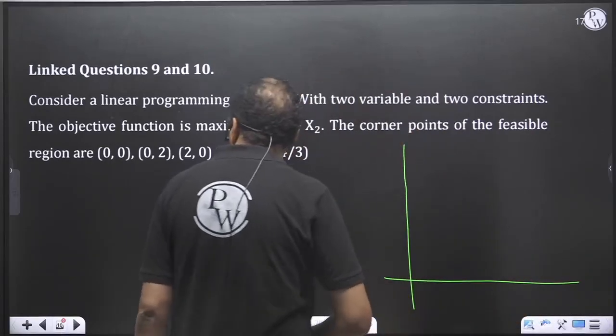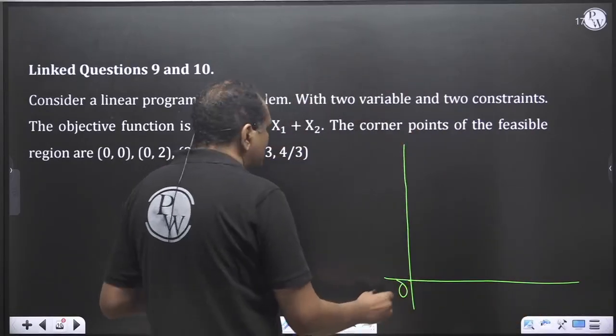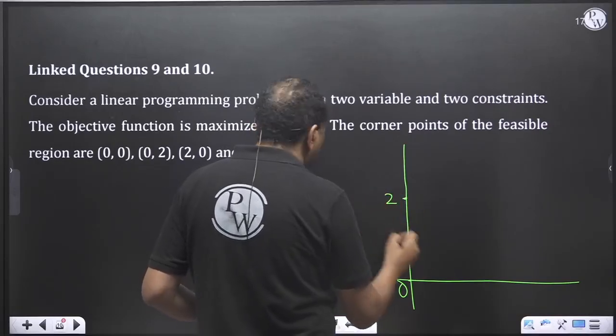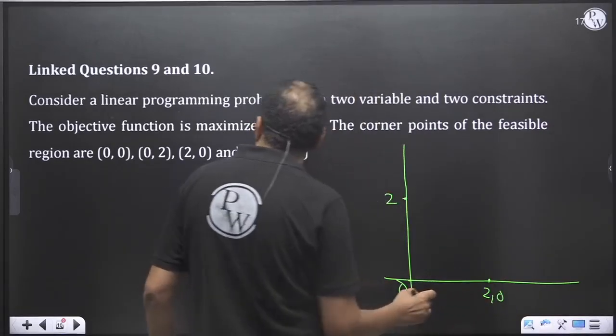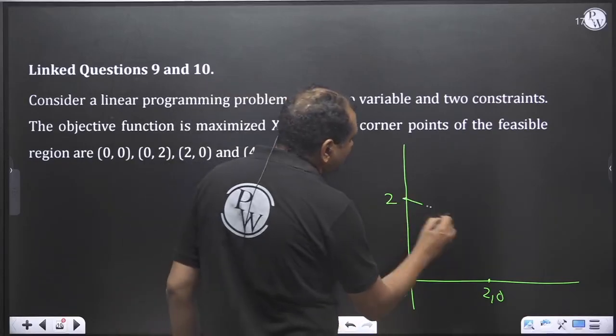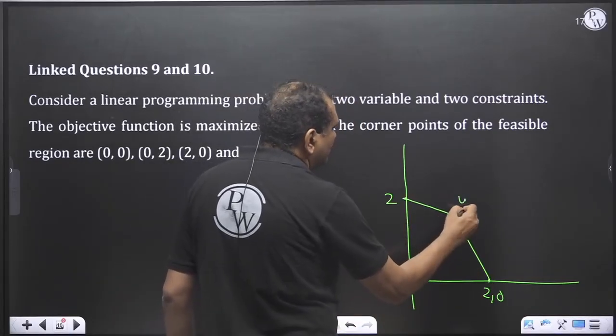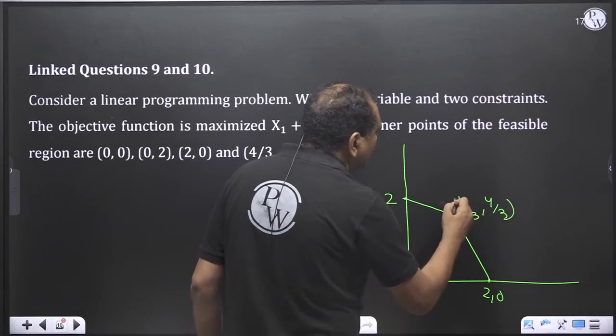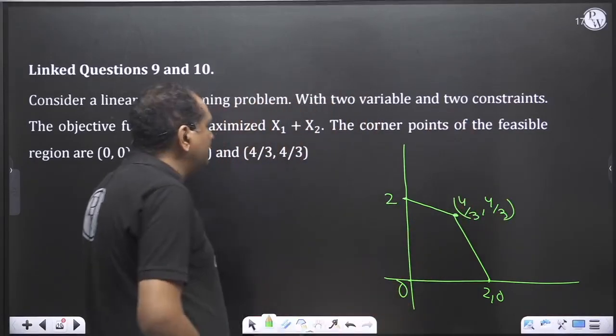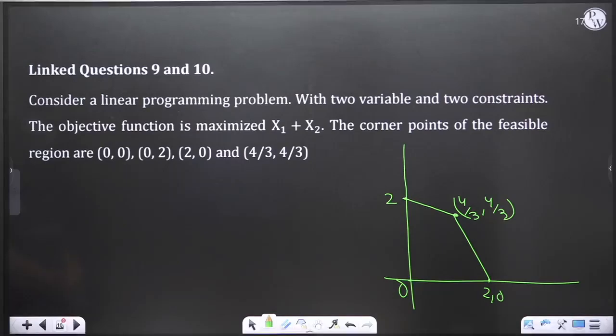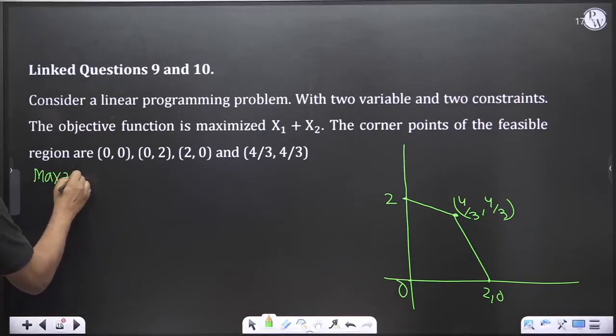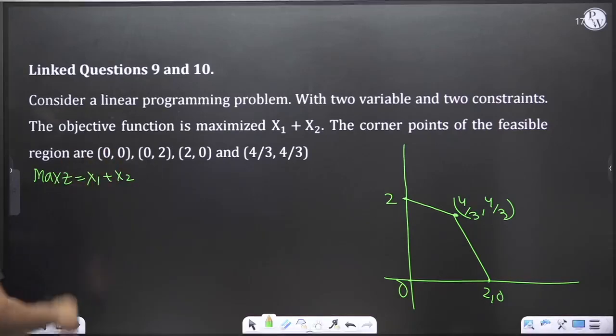Let us plot it. O, 0 2, 2 0, and then 4 by 3, 4 by 3. This is the feasible region, okay, and the maximizer is x1 plus x2. The corner points of the feasible region are these.